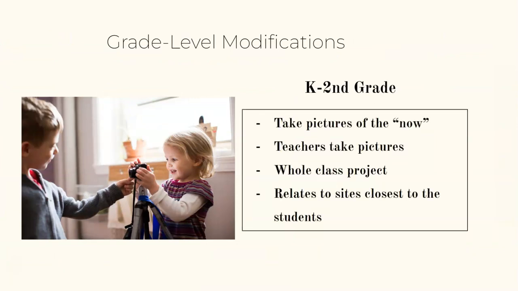For this strategy, there are grade level modifications in order to meet the developmental needs of all students of different levels. In a K through 2nd grade class, it is developmentally appropriate for students to take pictures of the now. Teachers can also take pictures themselves for students to see. The whole class could do a comparing and contrasting project on images together, and the activity can be tailored so that it relates to sites that are closest to the students, such as school or home.